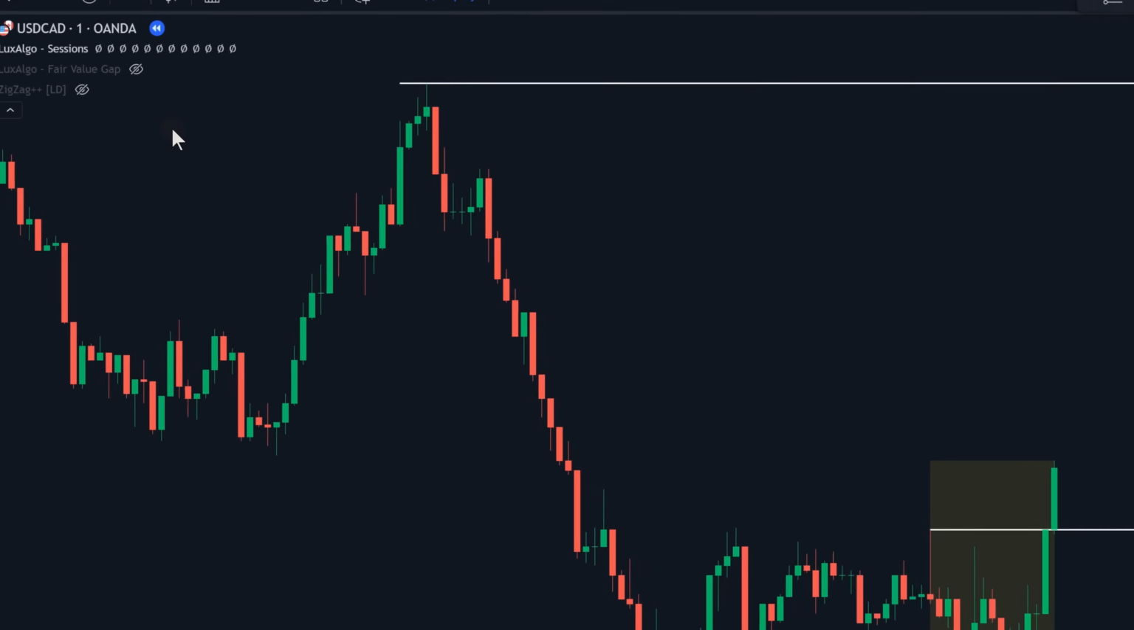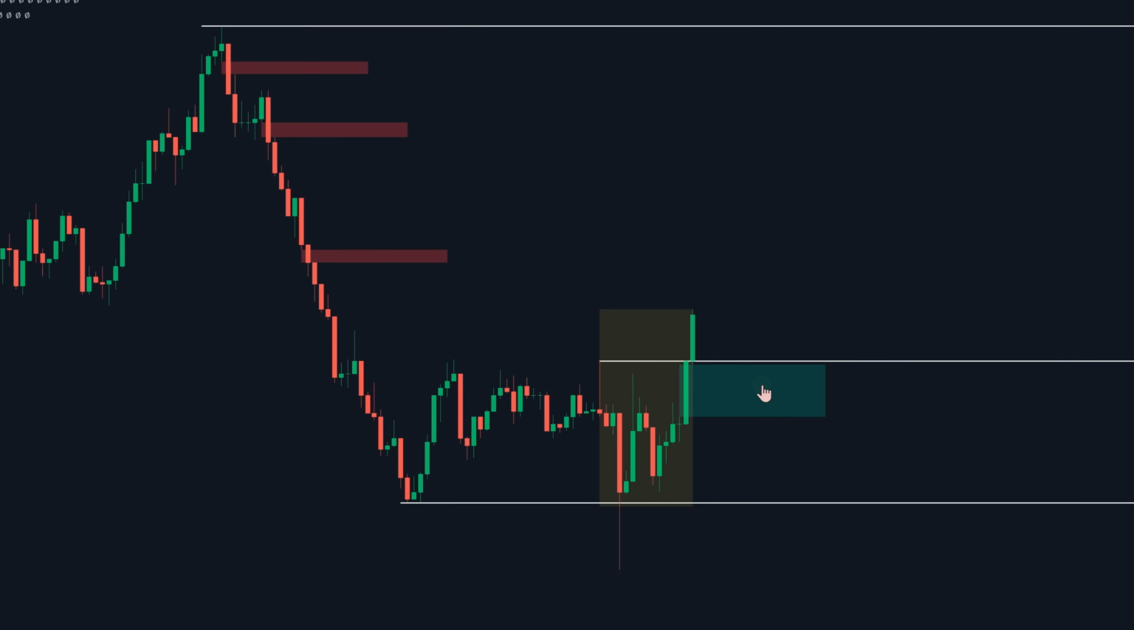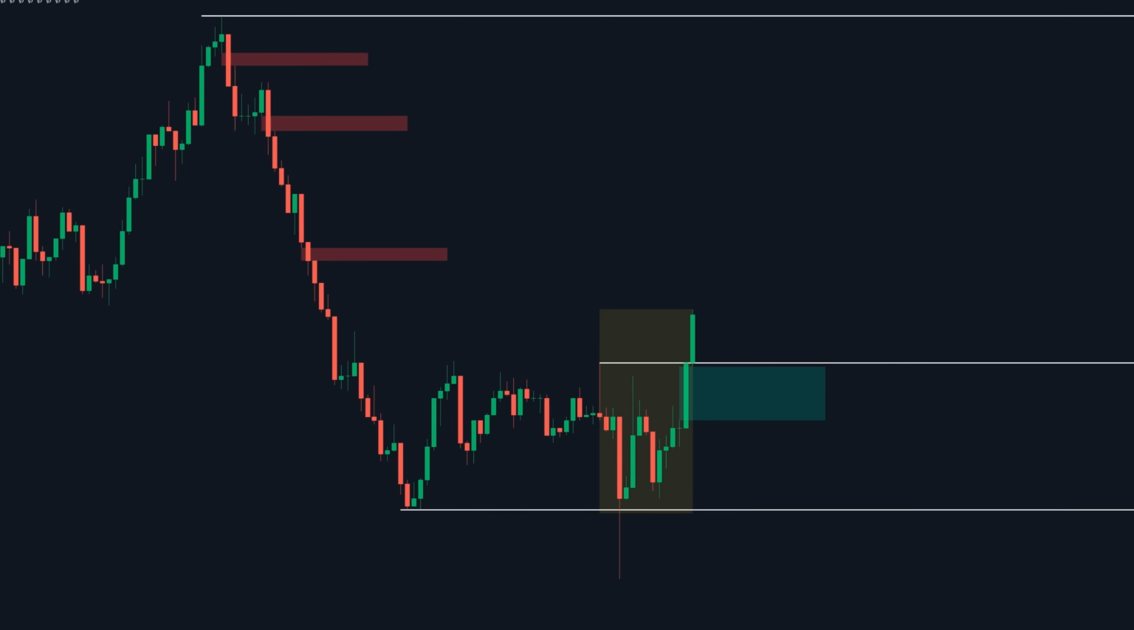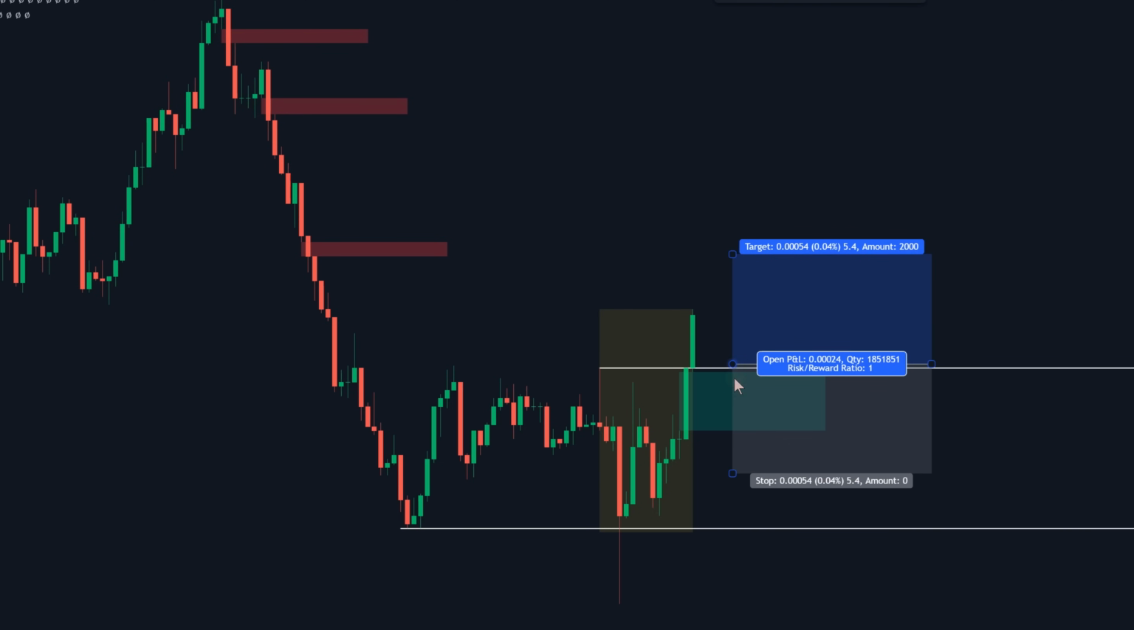Well, we're gonna use the fair value gap indicator by LUXALGO. So let's click on this eye icon to activate it. And as you can see, the indicator has identified this fair value gap right here, which means we're gonna set a buy limit order just above the fair value gap.